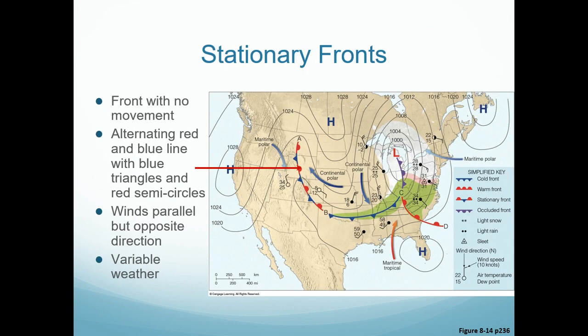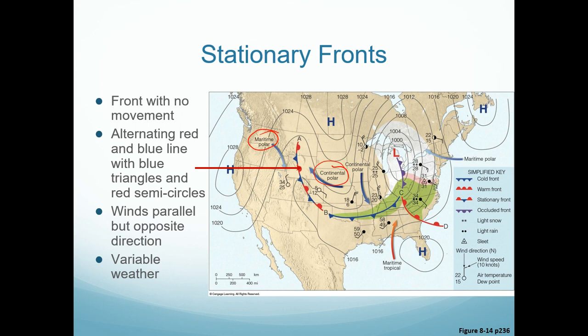Let's begin with a stationary front. Here you have a continental polar air mass and maritime polar air mass, so the boundary between these is a front. But if this front is not moving, it's stationary. So stationary front, of course, would be a front with no movement. The way we indicate this is a line with alternating red circles and blue triangles.